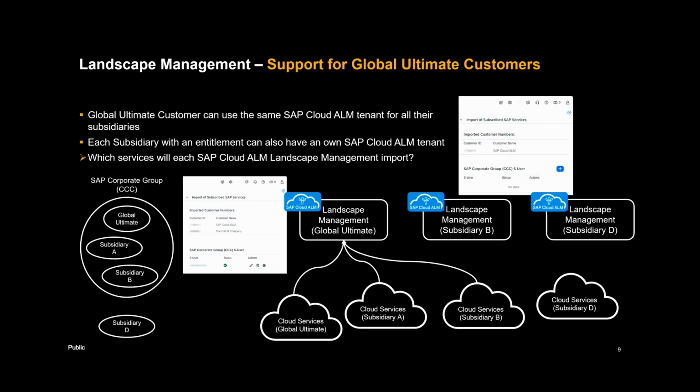The other two Cloud ALMs do not have a corporate group user. So what does this mean? That's easy, right? Subsidiary D gets the cloud service of subsidiary D. But what about subsidiary B? What does this Cloud ALM get? Well, it only gets the cloud services of subsidiary B. So this way, subsidiary B can have their own Cloud ALM, monitor their own cloud services, but they can still also be in the Cloud ALM of the Global Ultimate.